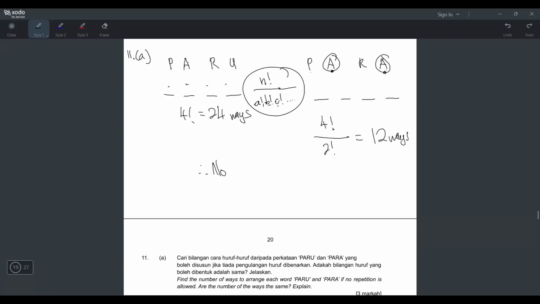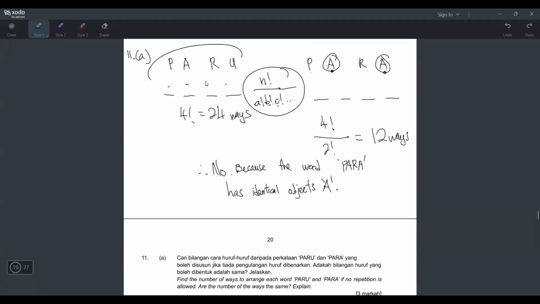But they want an explanation, right? So how to explain? Okay, just make up a sentence. Just write because the word PARA has identical objects, A. I think if you write like that, it's good enough, right?